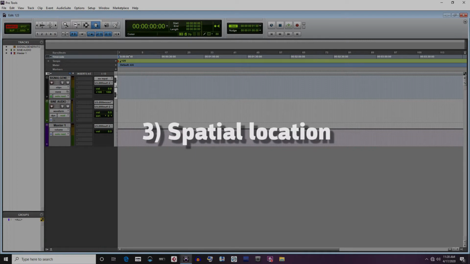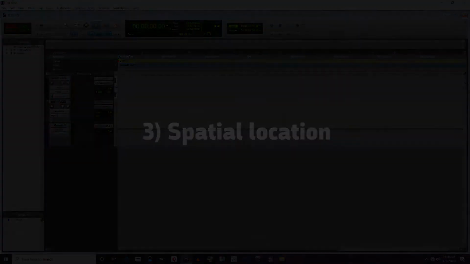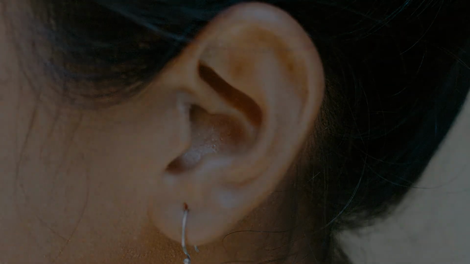Spatial location. Spatial location, as it relates to sound, refers to where a sound source is perceived to be coming from. Listen to the following 2 examples.